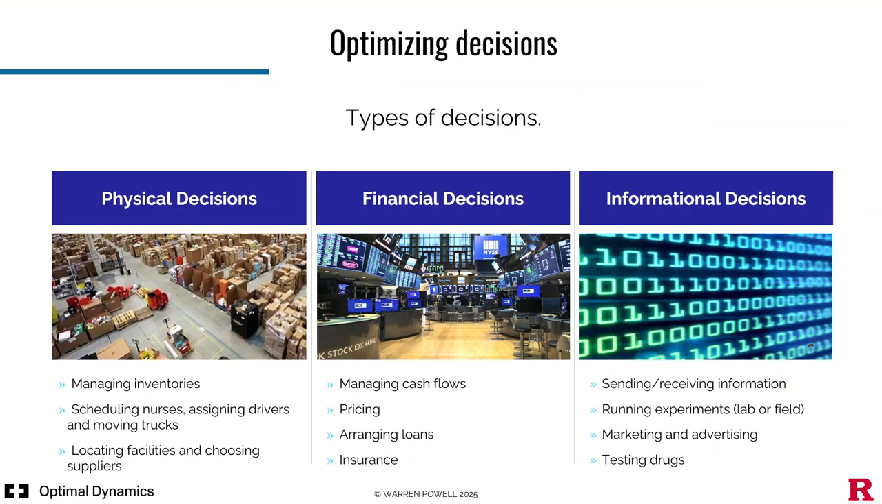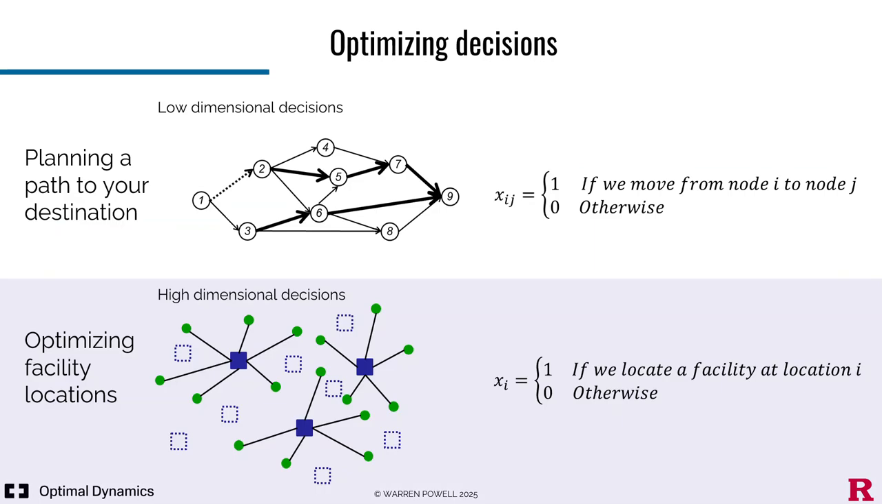Now, decisions come in three broad categories. There are decisions that act on the physical world: managing inventory, scheduling nurses, locating facilities. There are financial decisions: managing cash flows, investments, pricing, arranging loans. And then informational decisions: sending and receiving information, running experiments in the lab or the field to learn something, marketing and advertising, sharing information about my product with the market, or testing drugs.